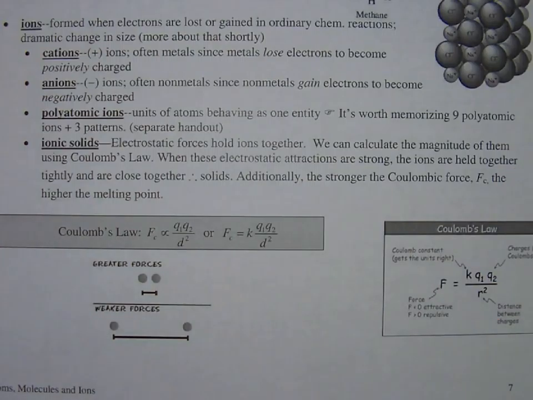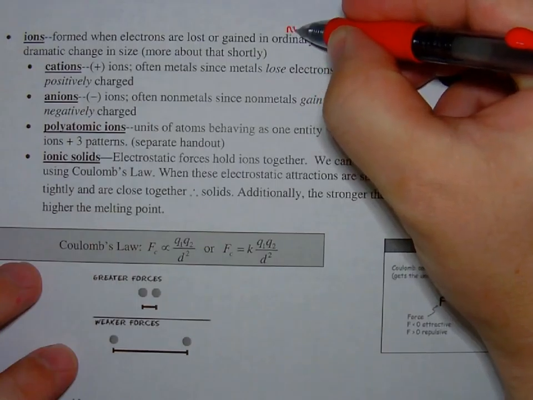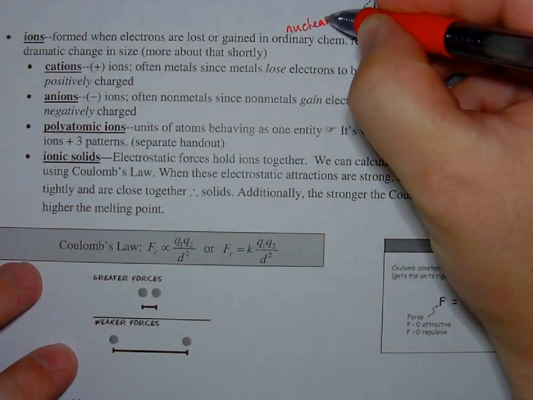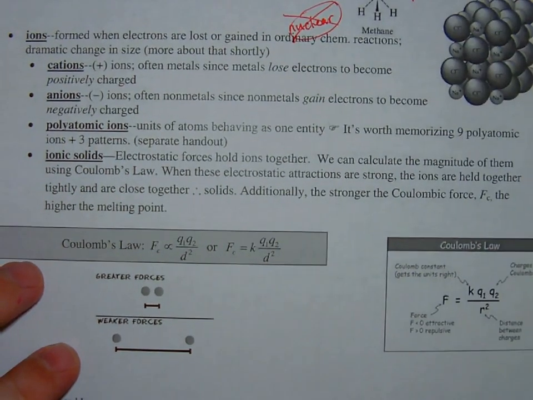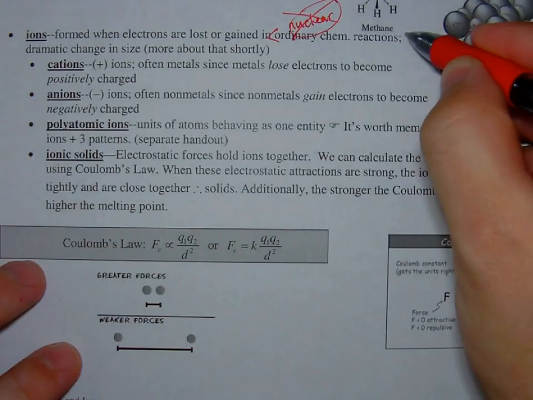Then we have ions. Ions are formed when electrons are lost or gained in ordinary chemical reactions, which means not nuclear. Ordinary chemical reactions.